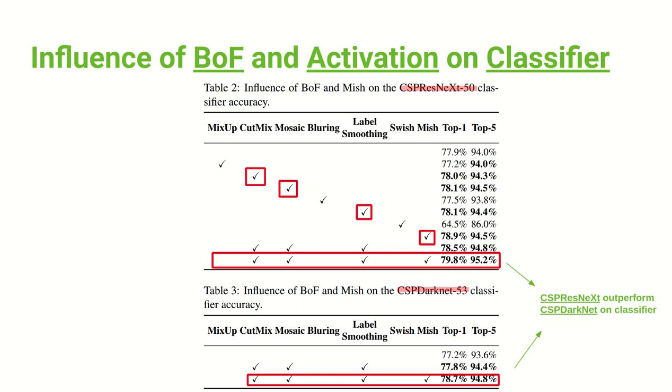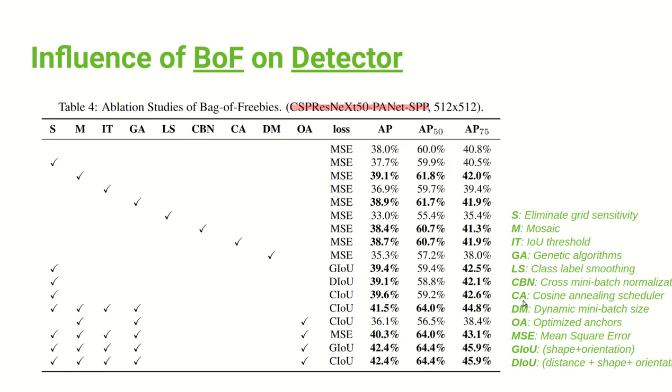They found out that with CutMix, Mosaic, and label smoothing, and using Mish, they tend to have a very good result. In the final box here, they do exactly the same with the Darknet, and it shows a little bit worse result compared to ResNeXt on the classifier work. So they conclude that CSPResNeXt outperforms CSPDarknet on the classifier task.